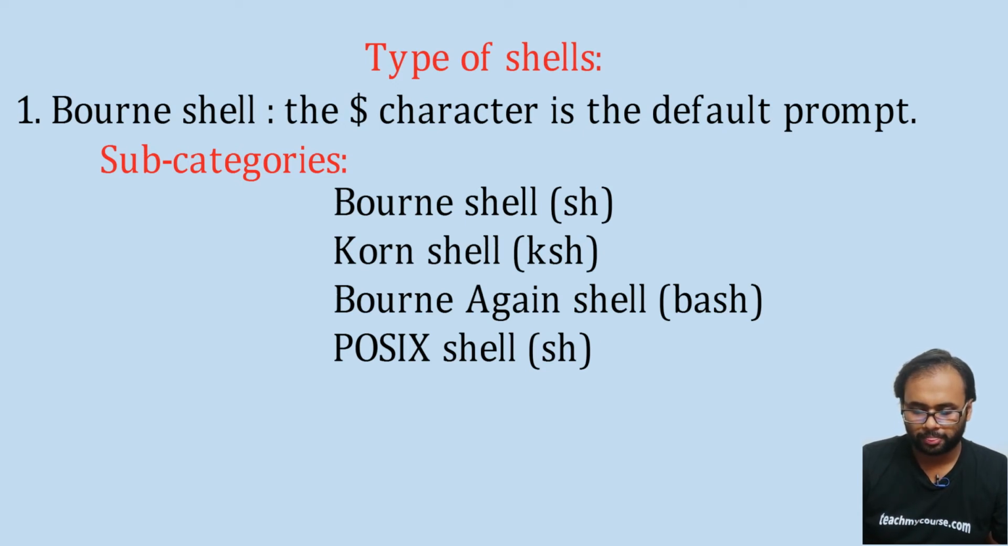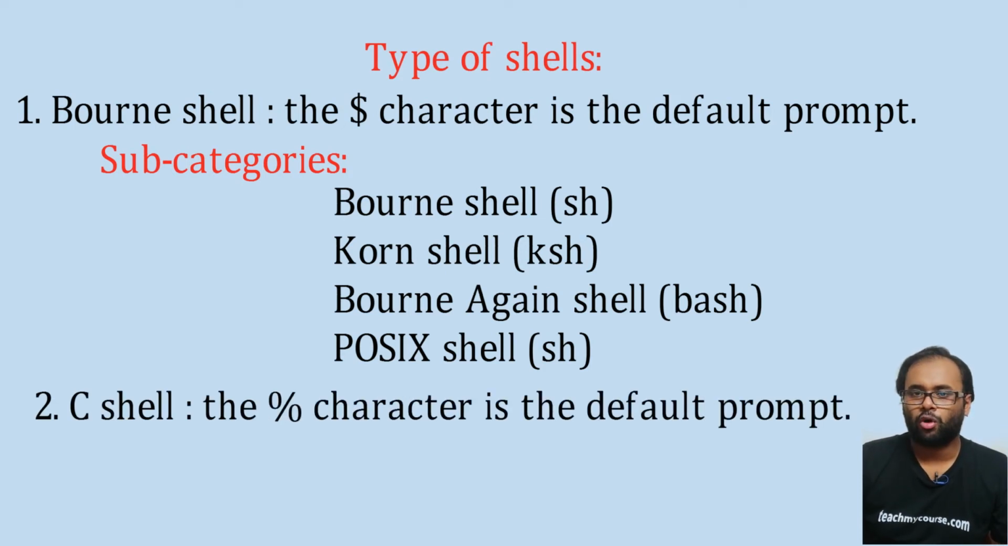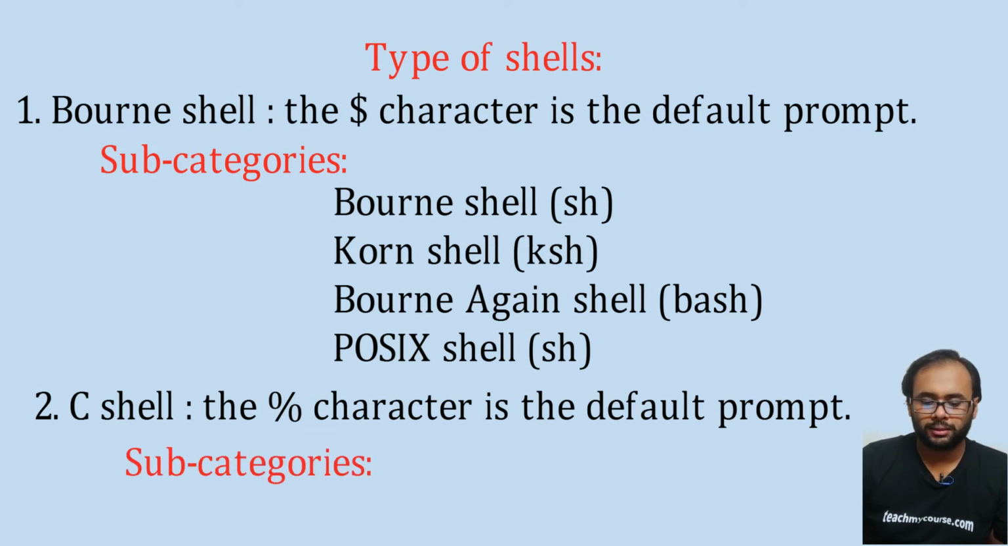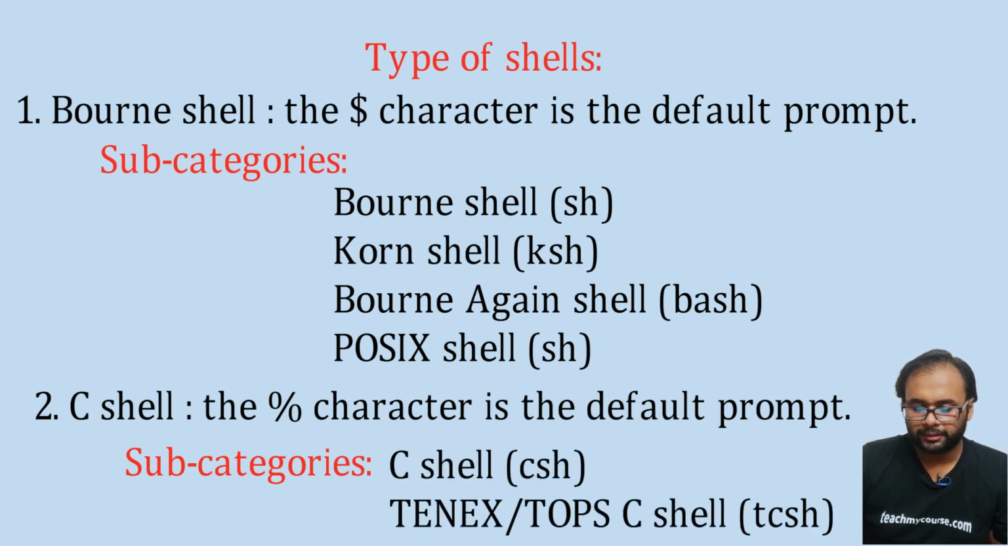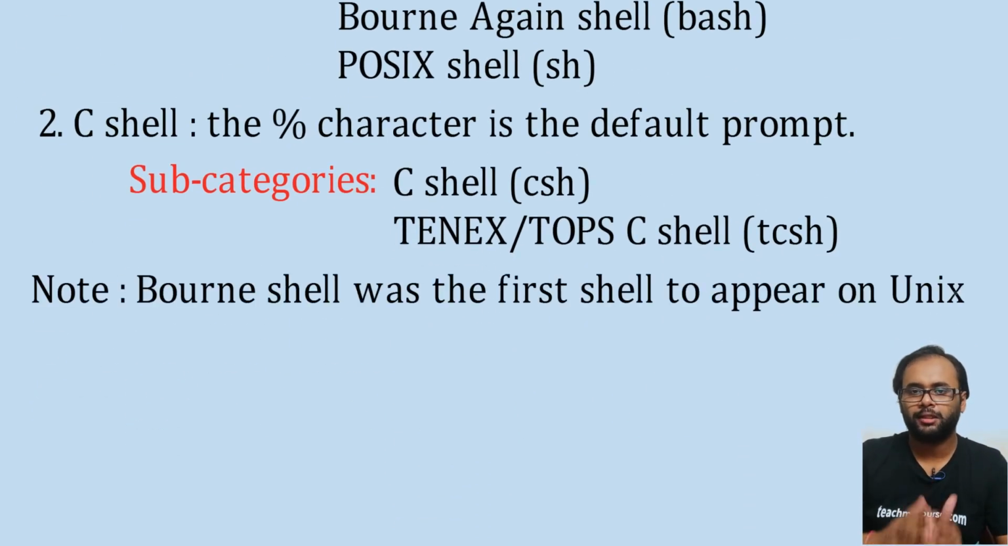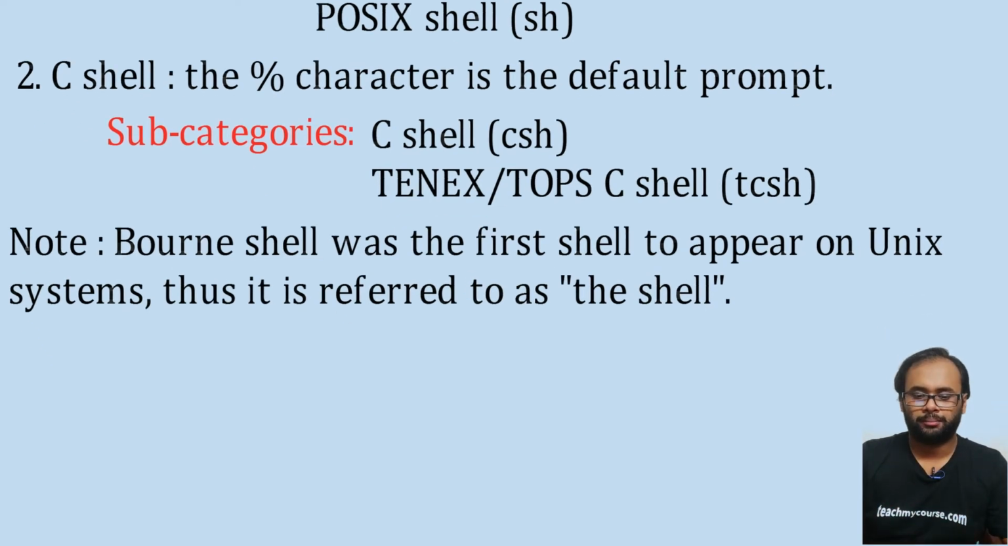Then we have the second type of shell, which is the C shell. The percent character is the default prompt. So dollar is the default prompt for a Bourne shell, while percent is for the C shell. Then we have some subcategories of the C shell, which are the C shell, CSH, and TCSH, the TC shell. Please note that the Bourne shell was the first shell to appear on Unix systems, and thus by default it is referred to as the shell. Whenever someone tells you the shell, they are by default referring to the Bourne shell.